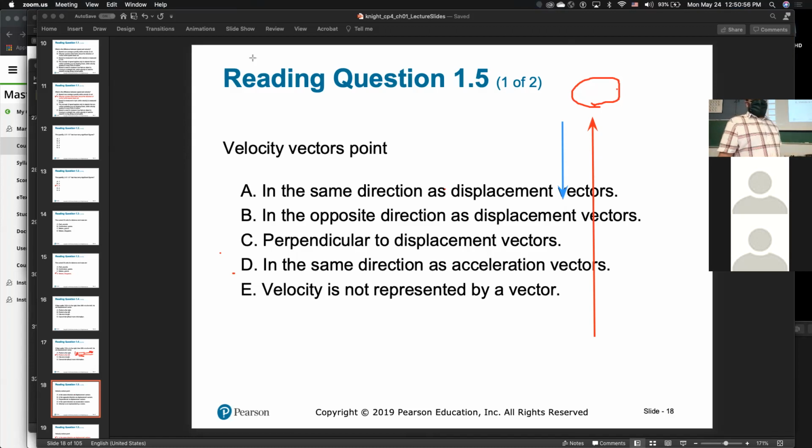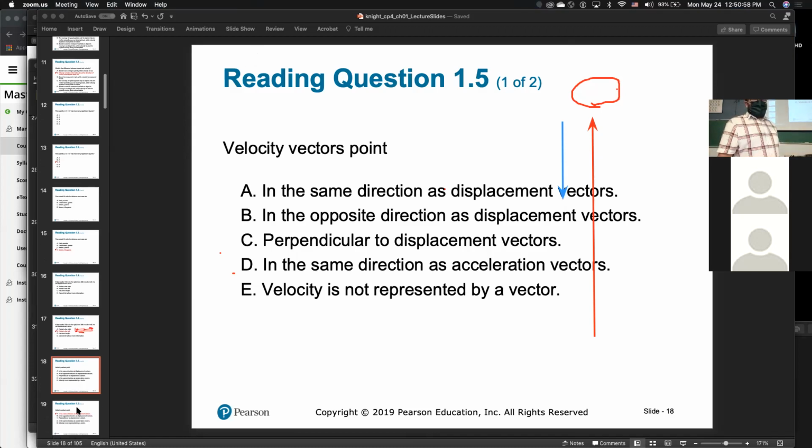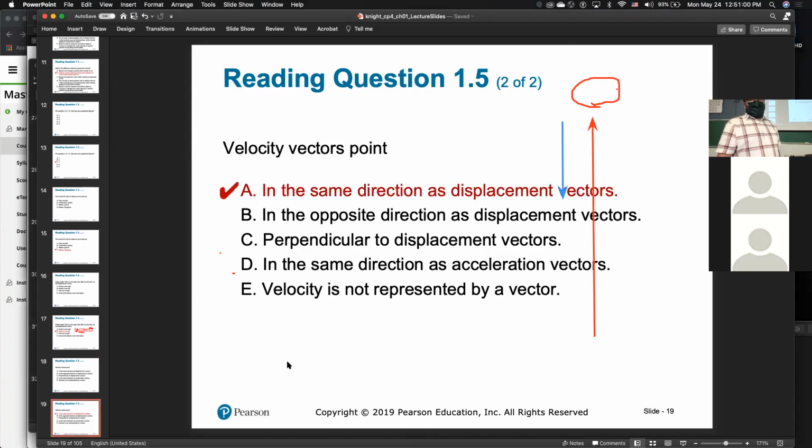Okay. Let's go and see what it says. In the same direction as the displacement vectors. Is that true? That doesn't seem right to me. I think that one's wrong.